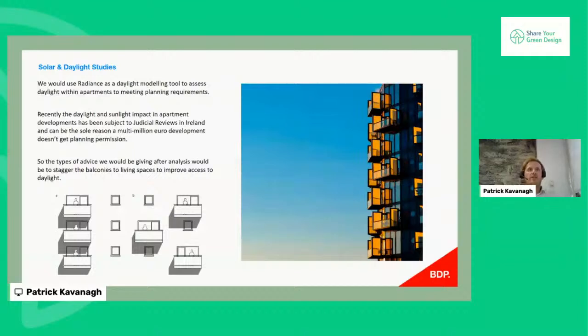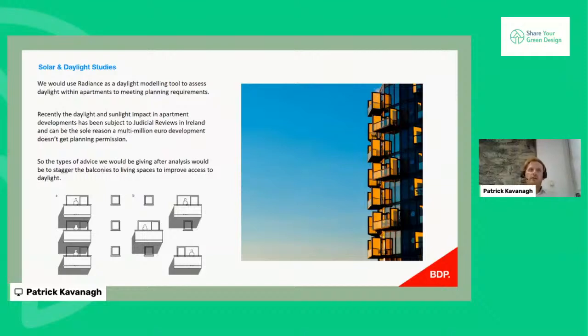We would use Radiance as a daylight modeling tool to assess the daylight within apartments to meet planning requirements very, very regularly, because this has become, particularly in Ireland, a very contentious issue and something that every planning authority is looking for. In the last 18 months, anyone working in Ireland would know that the daylight and sunlight impact in apartment developments has been subject to judicial reviews. So it goes a step above the planning process, and it's been the sole reason why multi-million euro developments don't get planning permission.